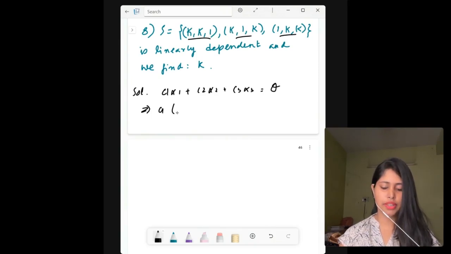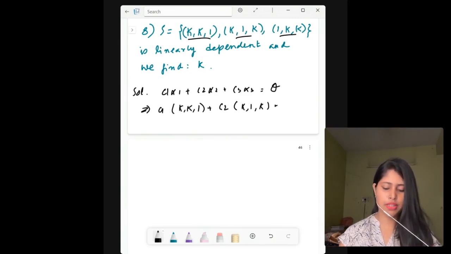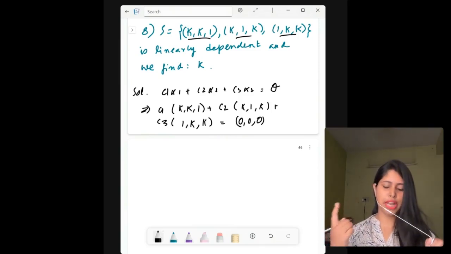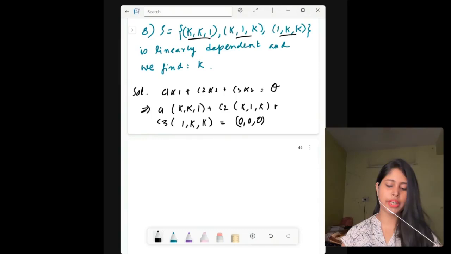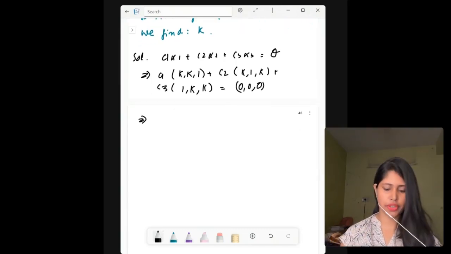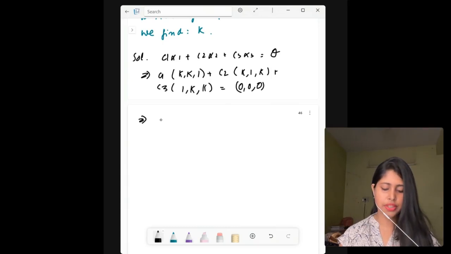What is alpha 1? That is c1 times K comma K comma 1, plus c2 times K comma 1 comma K, plus c3 times 1 comma K comma K will be equal to 0 comma 0 comma 0, right? For this to be linearly dependent, and we already know that it is linearly dependent. So next we need to do the scalar multiplication and then the vector addition. So what is it?